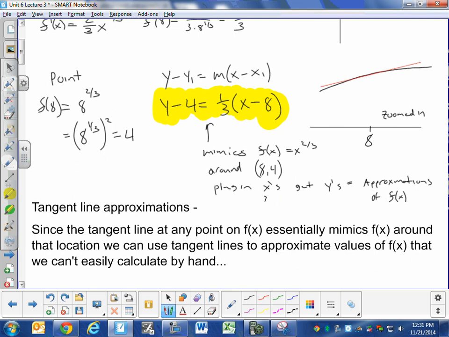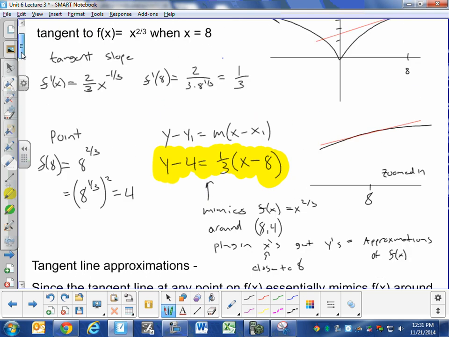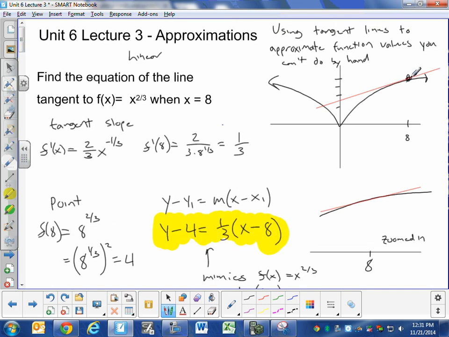Of course, the x's I'm going to plug in are going to be close to 8. Because if I want to approximate like f of negative 1, I'm not going to use the tangent line at (8, 4). It doesn't make sense. It's only going to be points like right here and right here that aren't easily done by hand, but I will be able to find the approximations by hand, and those will be pretty close values to what I'm actually looking for.